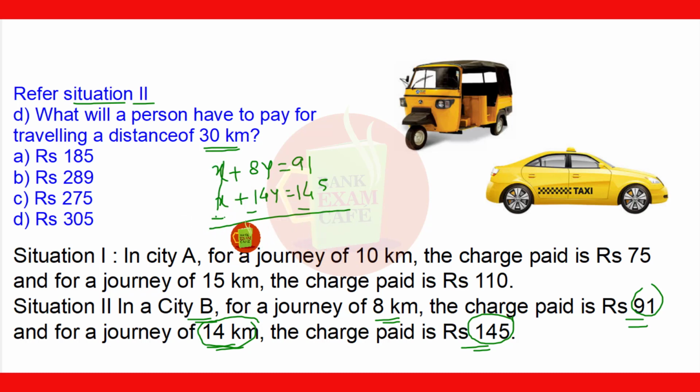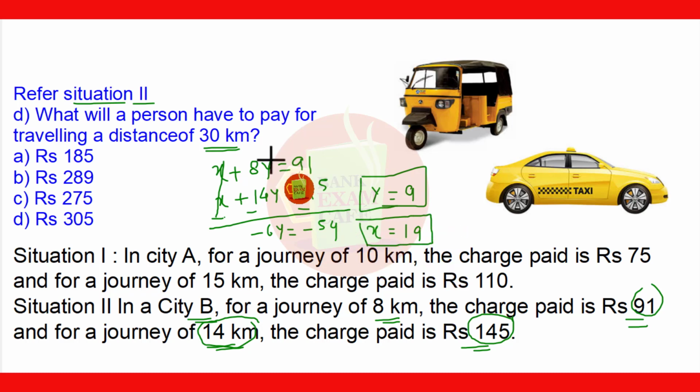And if you solve this, subtract this, and the x will get cancelled, and so this will be minus 6y, which is equal to minus 54, and therefore y is equal to 9. 6 9s are 54, and so you have got the running charge per kilometer as 9 rupees. Now put the value of y here in the first equation, so that you will get x. 9 8s are 72. If you take 72 to the other side, it will be 91 minus 72. So x is equal to 19.